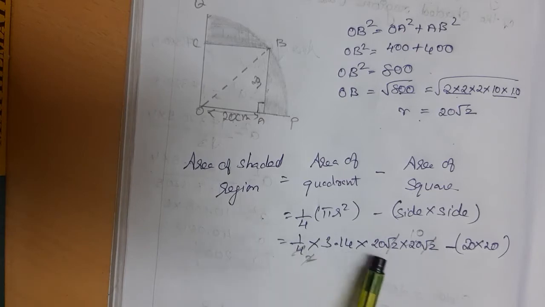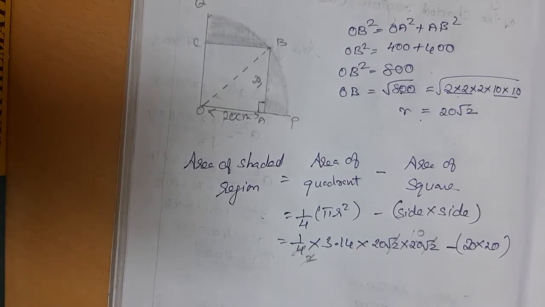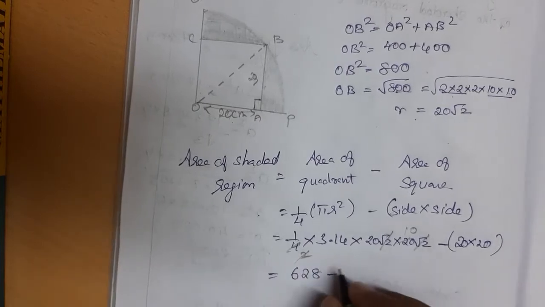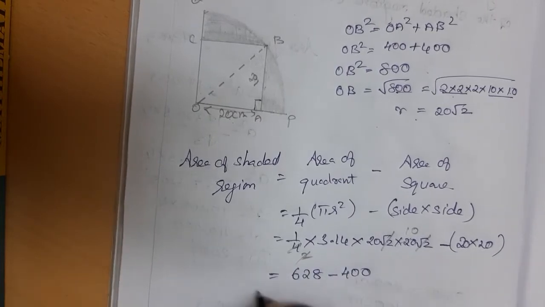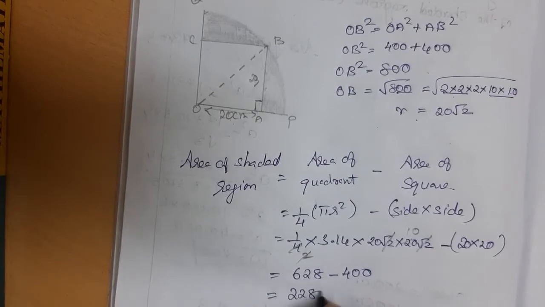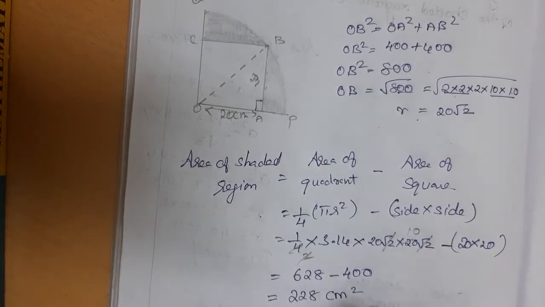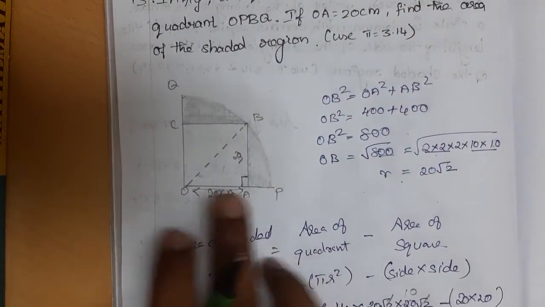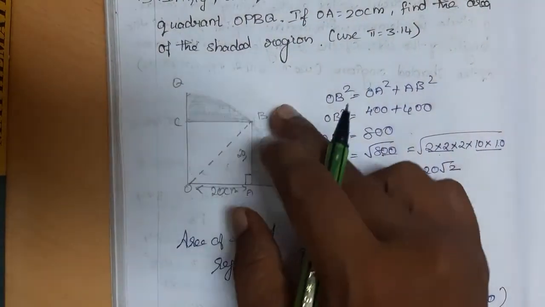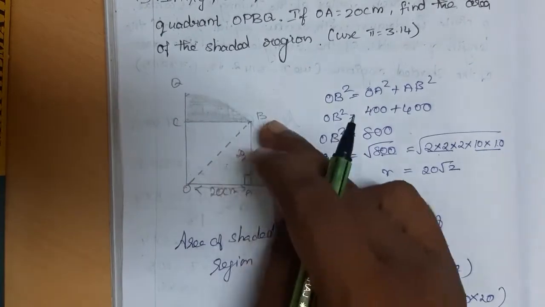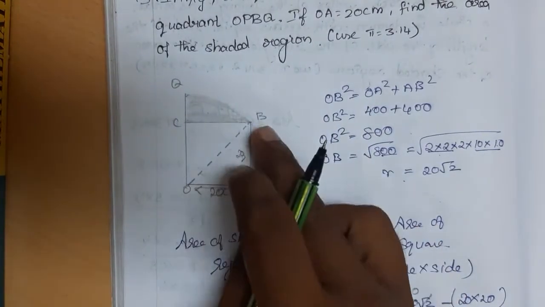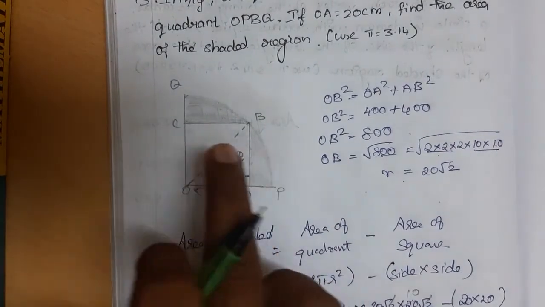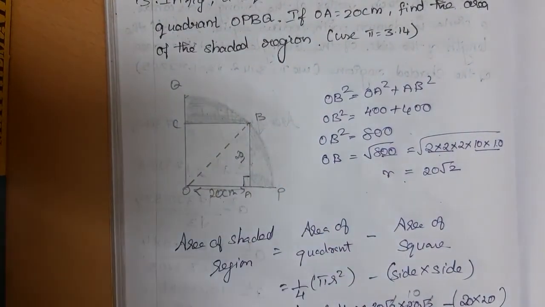Here, 314 into 2 we get 628, minus 20 into 20, which is 400. So the difference is 228. So 228 centimeter square is the area of the shaded region. So the side of the square is given. We have joined the diagonal, and the diagonal shows that it is a radius of the quadrant. Using Pythagoras we found the radius and we subtracted the two shapes. Quadrant minus square, we get the shaded region.